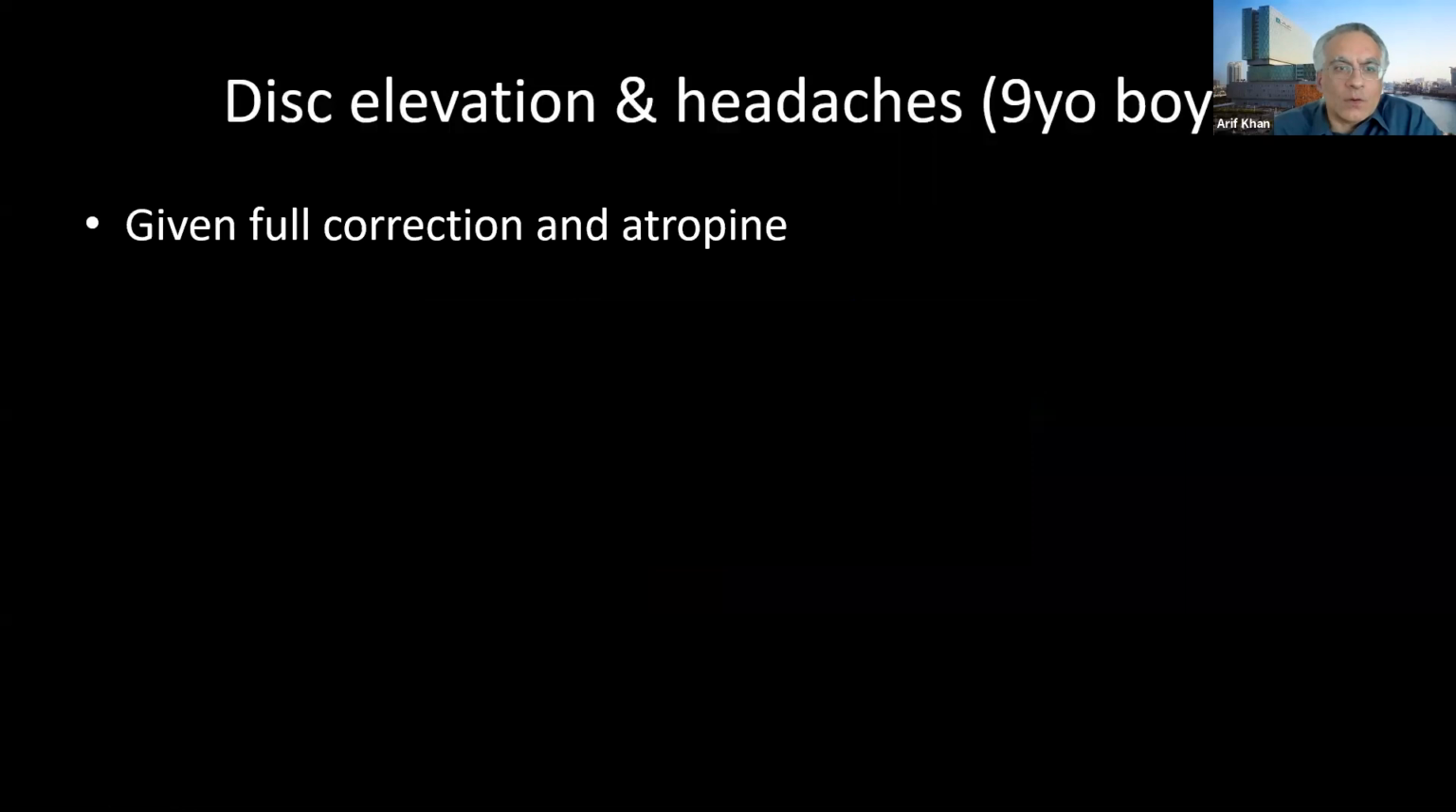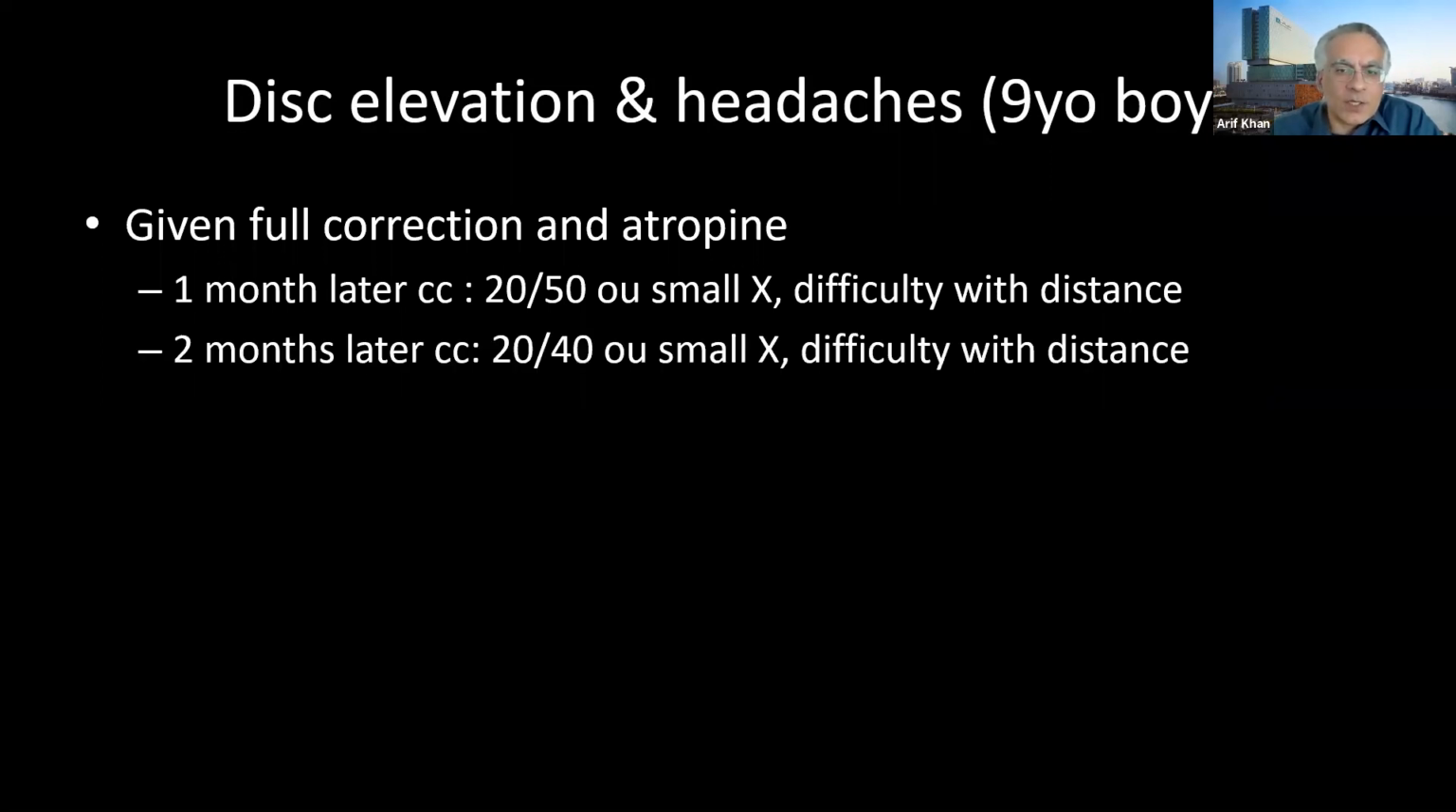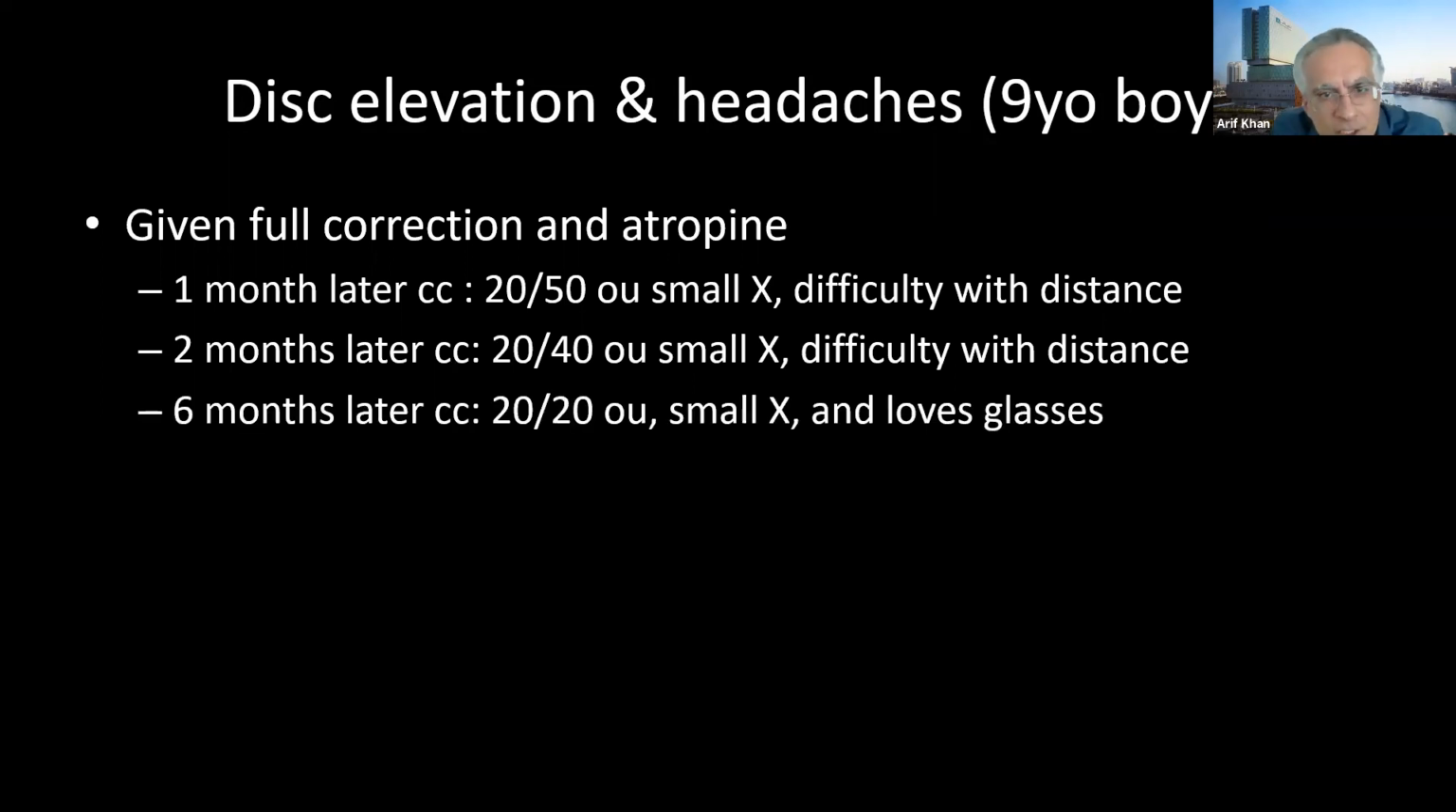And so we give him the full cycloplegic refraction and atropine. 1 month later, he's 20/50 with the glasses, and he has an exophoria, and he's blurred. 2 months later, he's 20/40. He has difficulty with distance still. But 6 months later, he's 20/20. He loves the glasses. He won't take them off. The thing is, for all his life, he's been accommodating that high hyperopia, and it took him a while to give it up. But now he's so comfortable, and he loves his glasses.